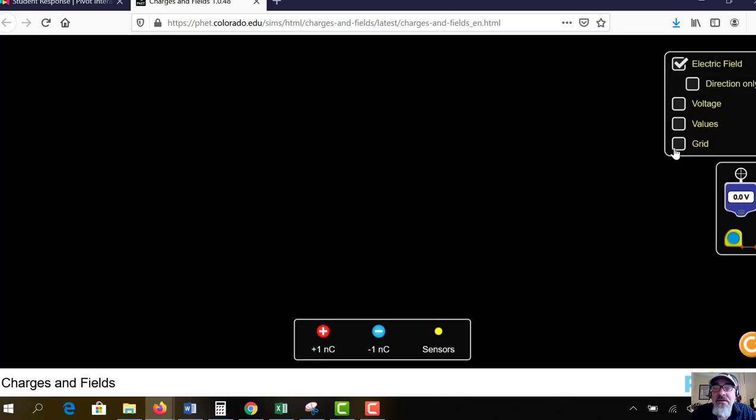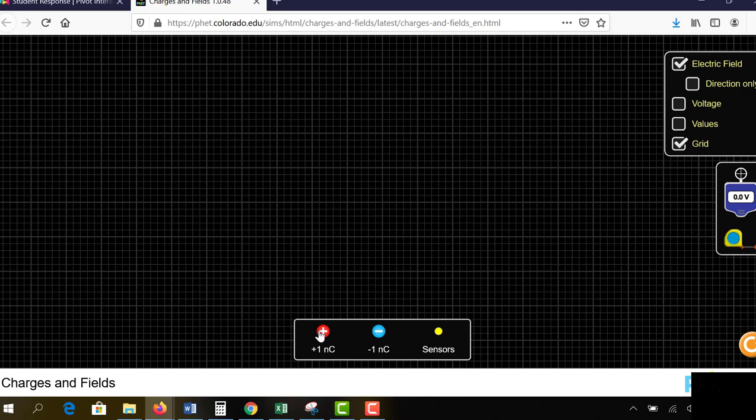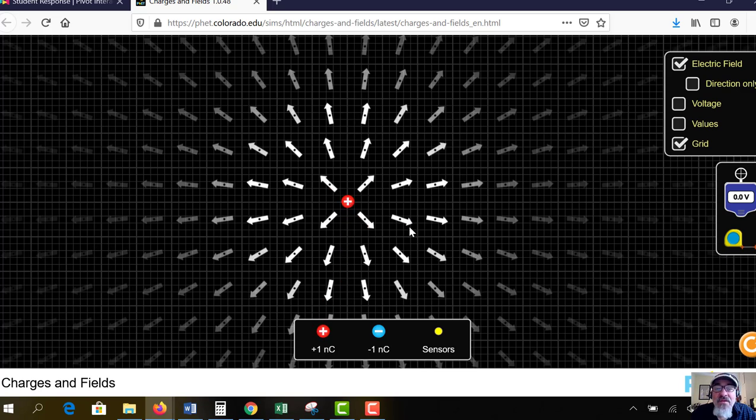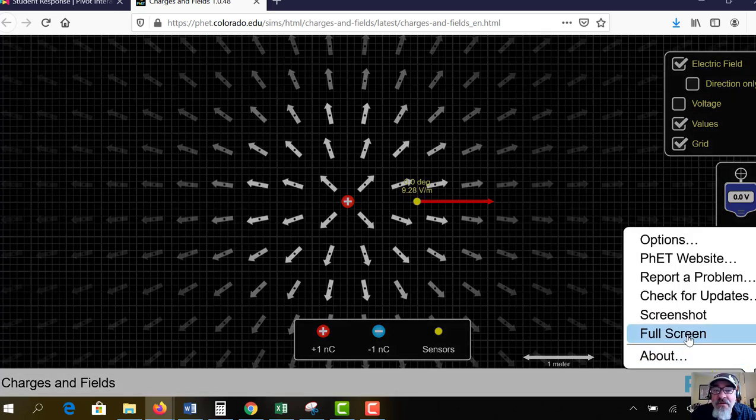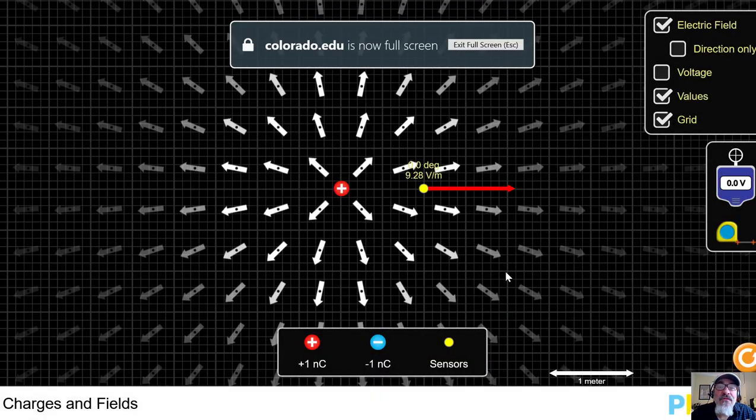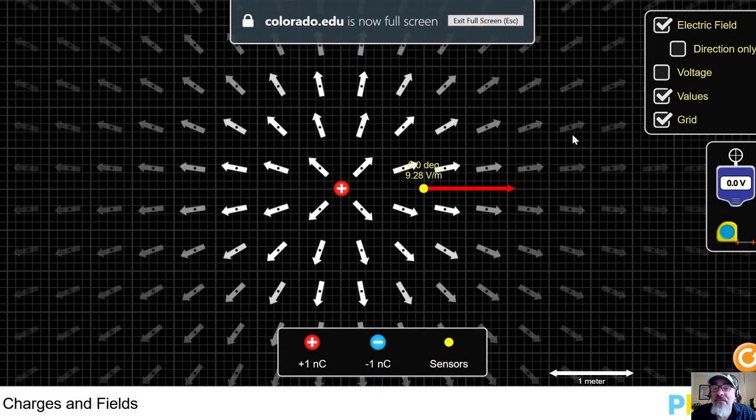I can put a grid here, then I can take a charge and put it wherever I want to. So I can just put it here, and you can see the direction of the electric field then. You can put some values on here. So I can take a sensor, move it around, and you can see 9.28 volts per meter. That's the electric field strength at 0 degrees. It's easier to see if you go to full screen mode, kind of like that. To get out of full screen mode, just hit the escape button.